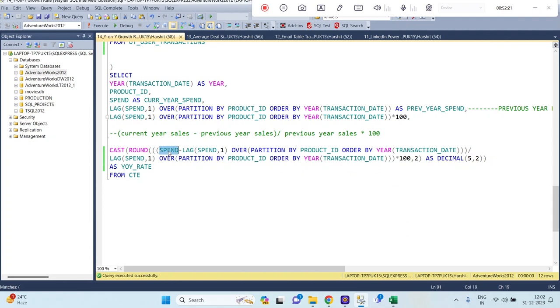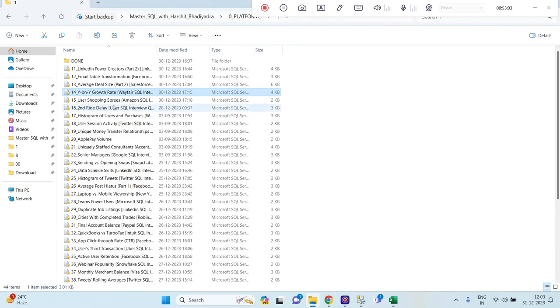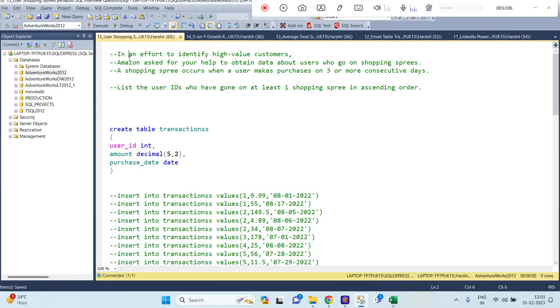Current year cell minus previous year cell, divided by previous year cell. Again the same formula, multiply by 100, and then rounding to 2. And at the end we do the casting, because we want only 2 digits after the point. So always divide your problem into multiple parts. Then only will we be able to write the solution. Now this is the final query for today.